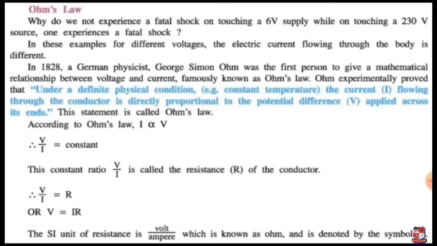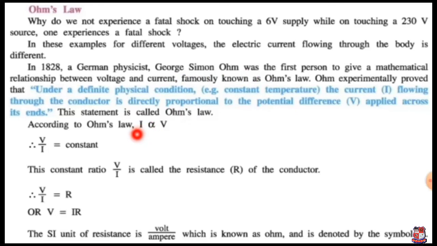When you consider any conductor material through which electric current is passing, the conductor is connected at two ends, the positive and negative terminals. The potential difference between the positive and negative ends is termed your voltage, and the amount of electric charge passing through the conducting material at different atomic points is known as your electric current. So this is the statement called Ohm's law.